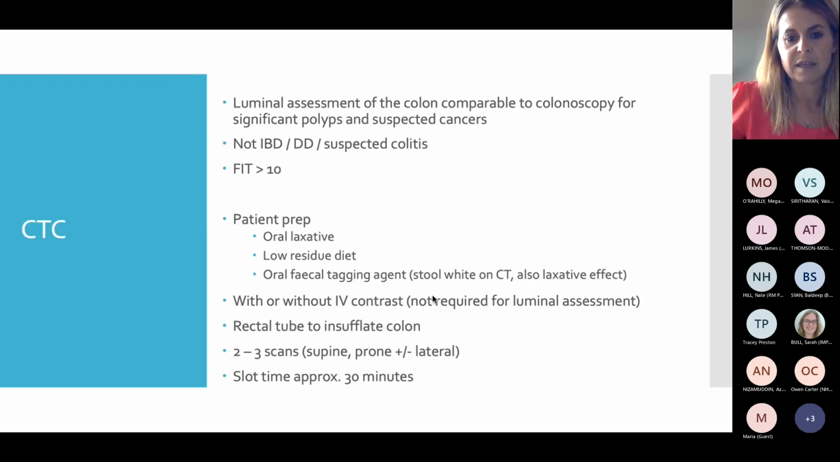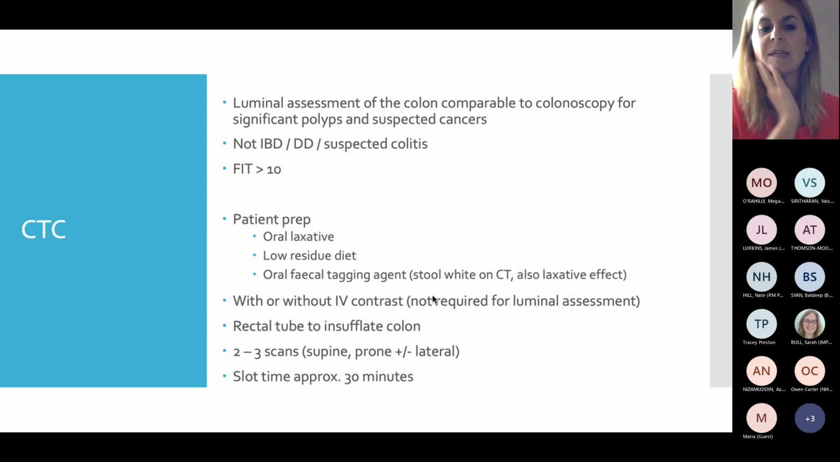And I think probably just useful to spend a bit longer talking about CTC, because that is something I think you will request, and it's important to know when we do these, why we do these, how we do these, and who we should really be doing them in.